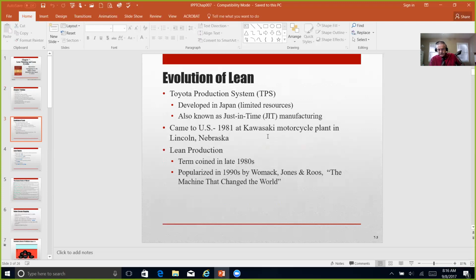And then in the 1960s, Toyota Manufacturing, this is in U.S. manufacturing companies, determined that it could not copy their system of mass production.